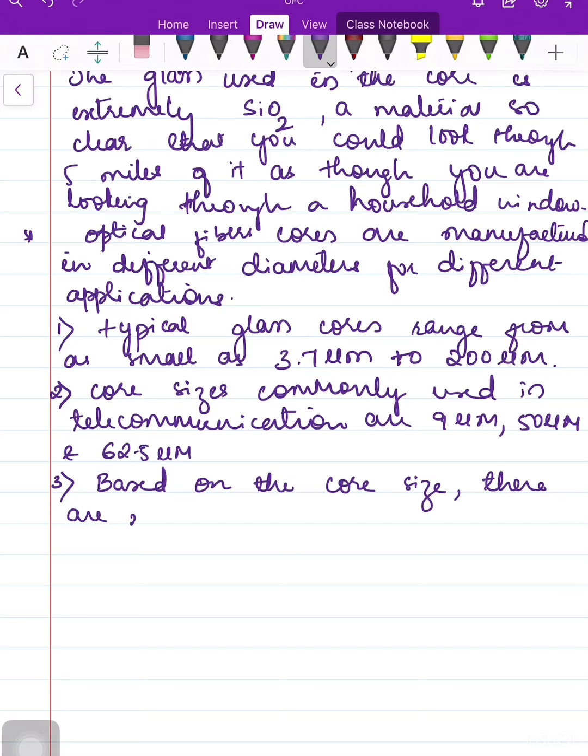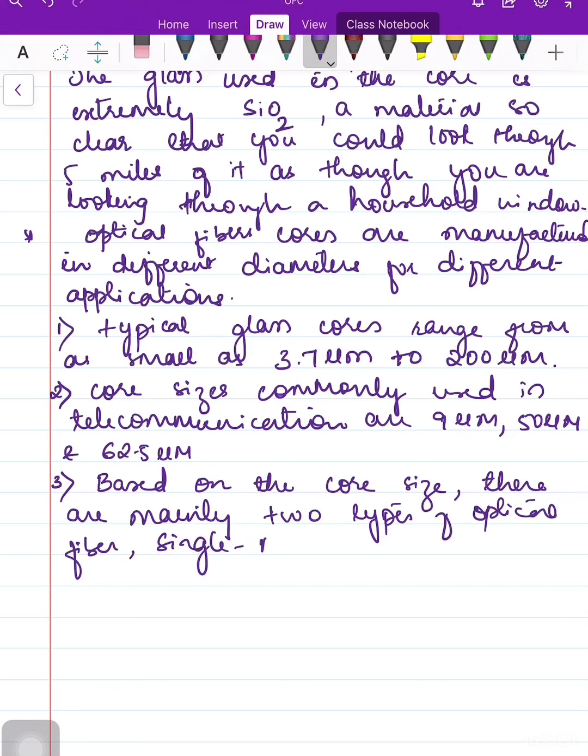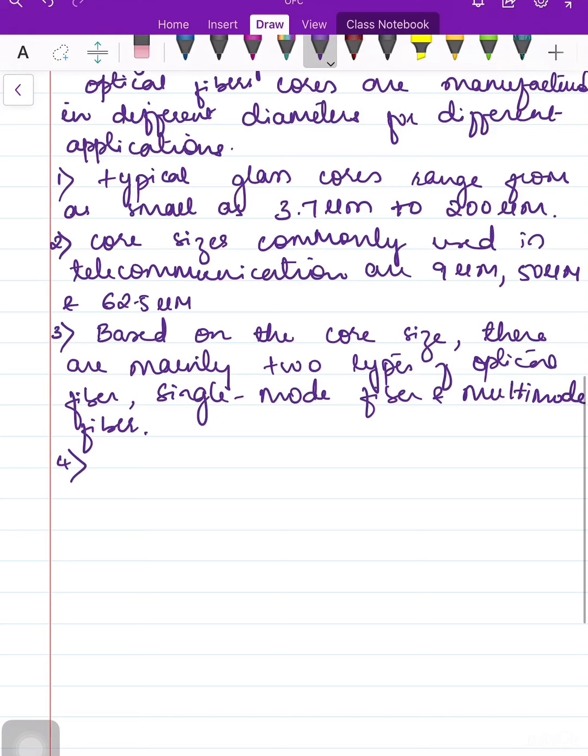There are mainly two types of optical fiber. One is single mode fiber and the other is multi-mode fiber. Clear?